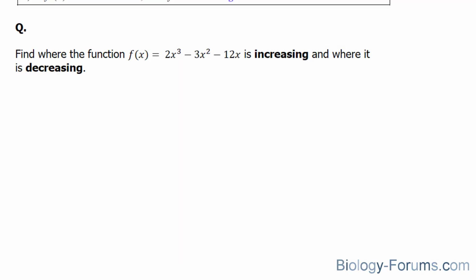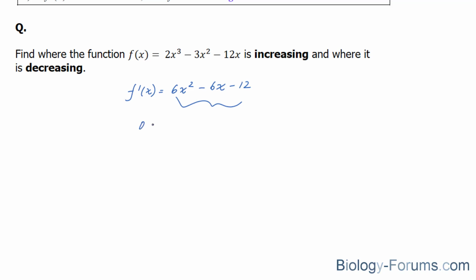Find where the function f of x is equal to 2x to the power of 3 and so on is increasing and where it is decreasing. The first thing that you'll have to do is find the derivative. Let's find the derivative by using the power rule for all three terms. 6x squared minus 6x minus 12. The next thing I'll do is factor this to find out the zeros.